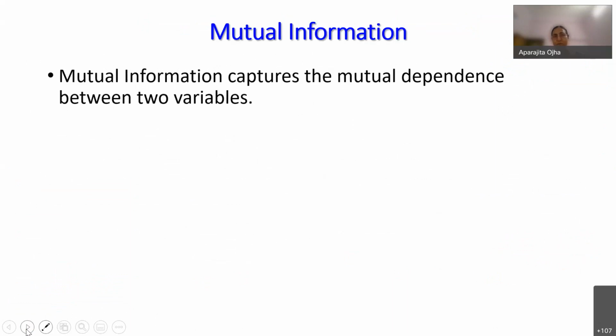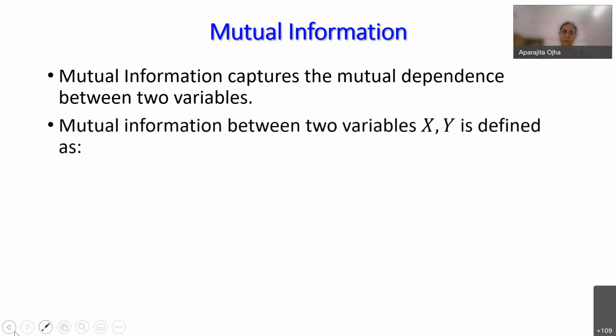Mutual information, the concept of mutual information is used here. The mutual information captures the mutual dependence between two variables. I told you disentanglement. How do we ensure that two dimensions, two components of a feature vector, are related or non-related? So let us consider the relation between these. What is the mutual dependence? How do you define mutual information?